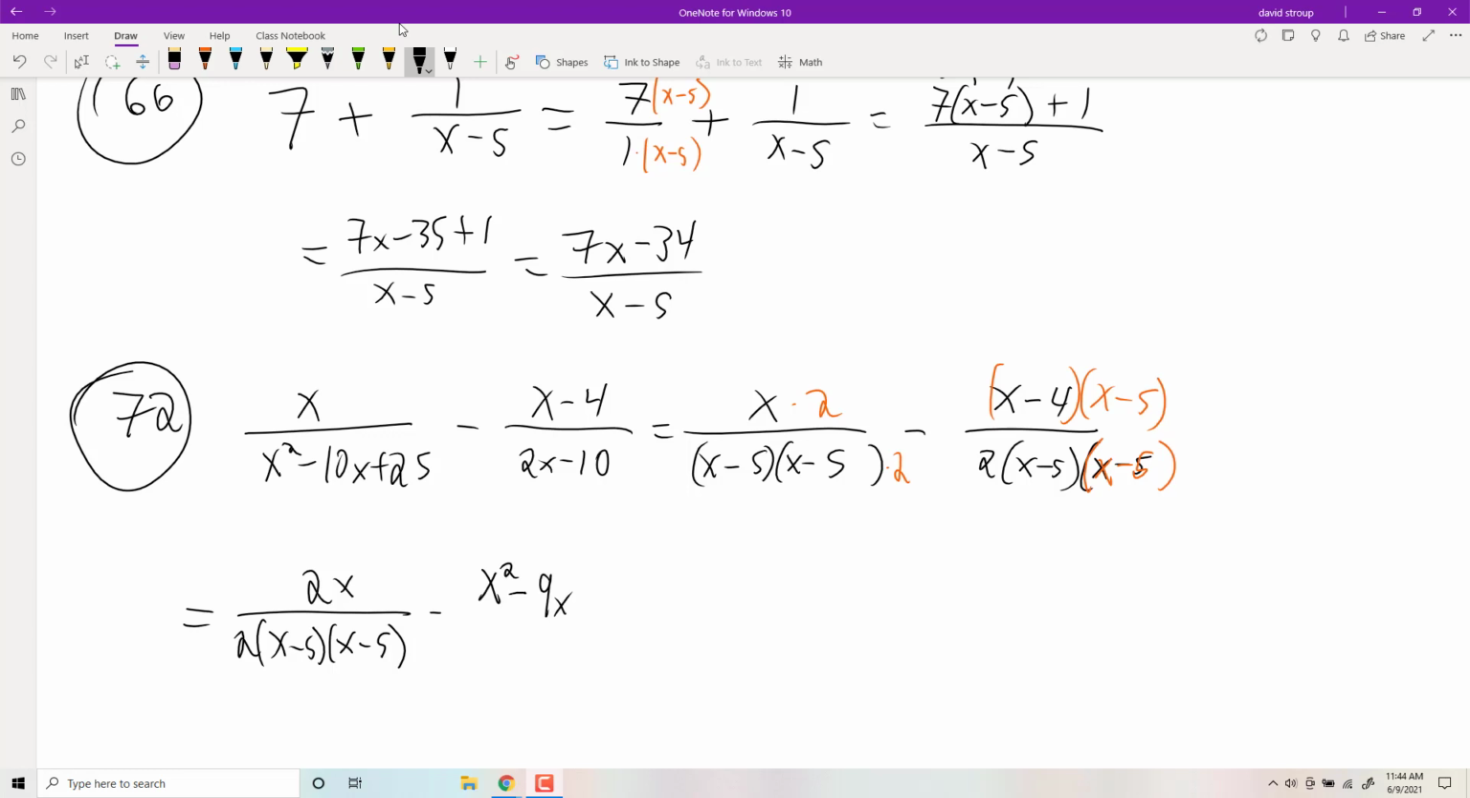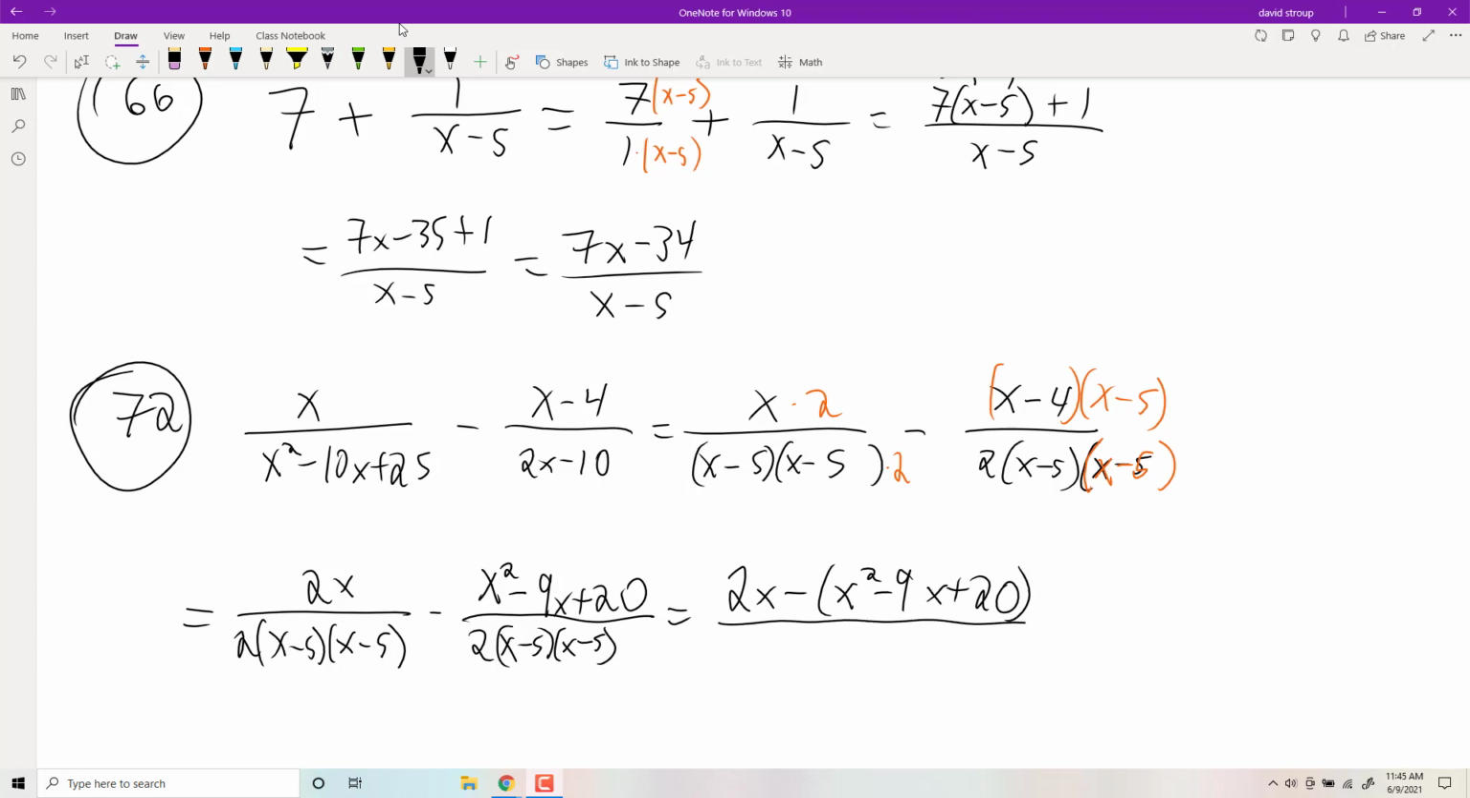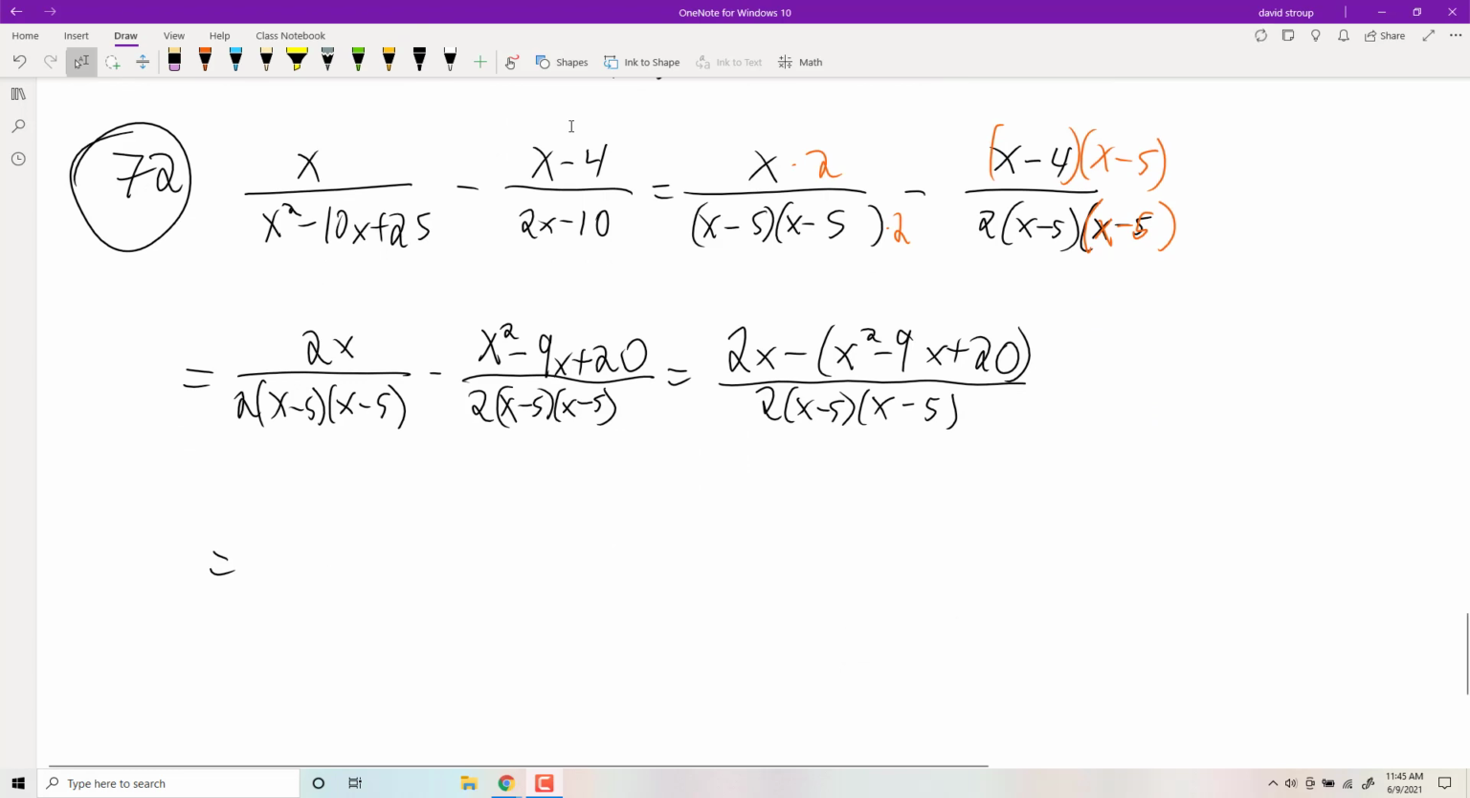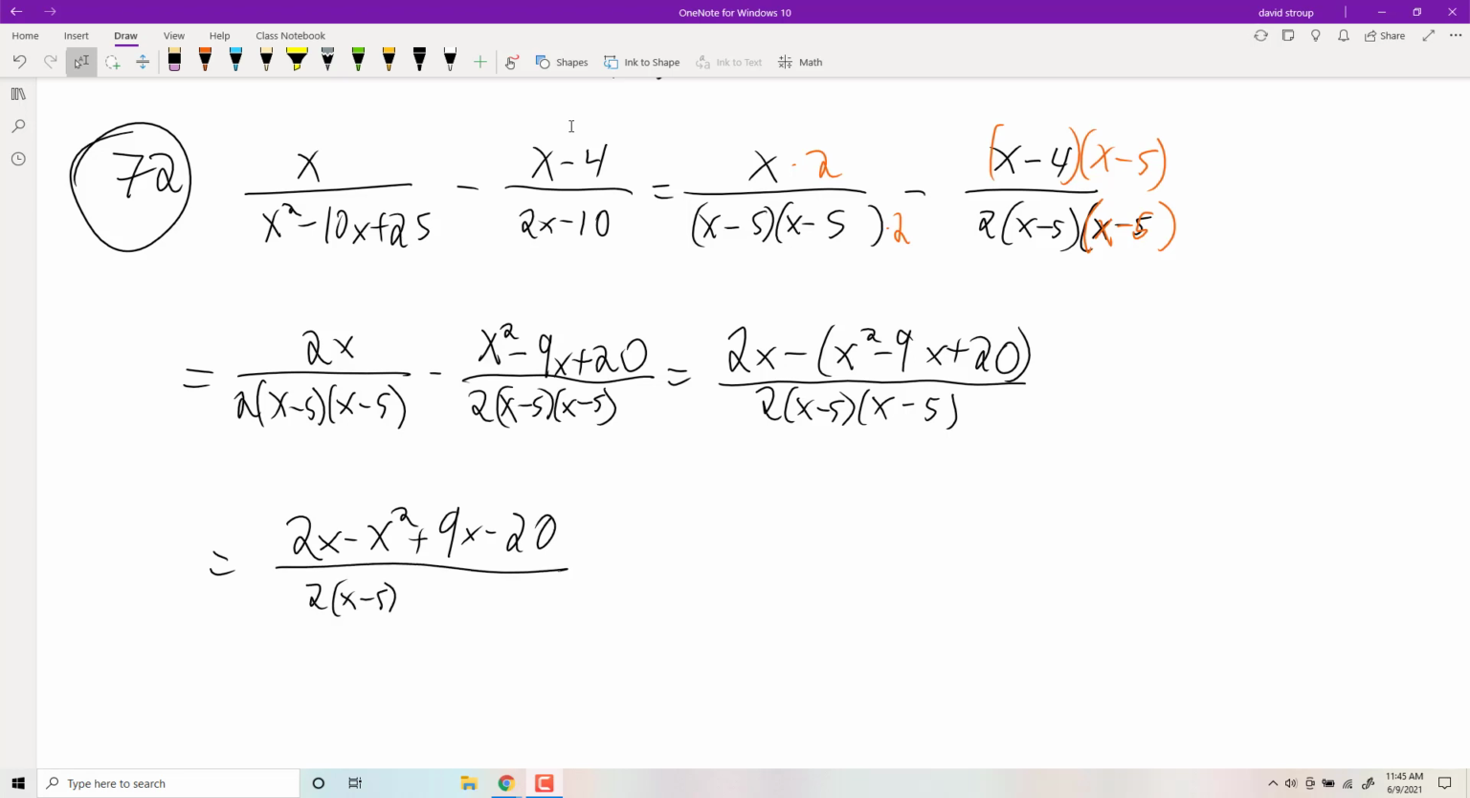Okay, so anyways, FOILing, you get x squared minus 9x plus 20 over the common denominator. And what do we get? 2x, and then minus the second numerator. Then I have to distribute the negative. So 2x minus x squared plus 9x minus 20 all over 2 times x minus 5, x plus 5. And combine like terms. So 9 plus 2 is 11x.